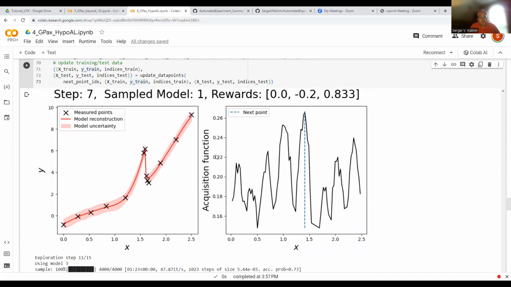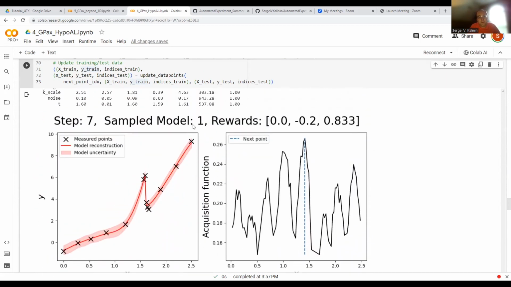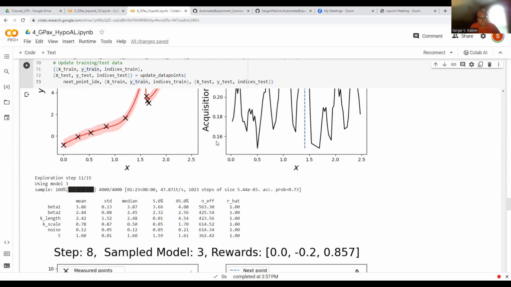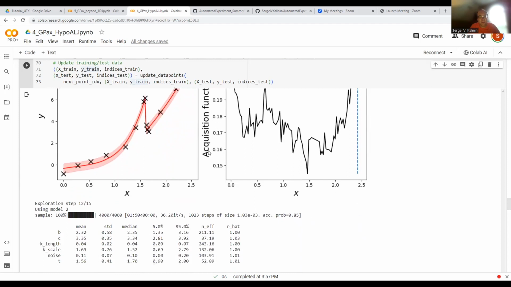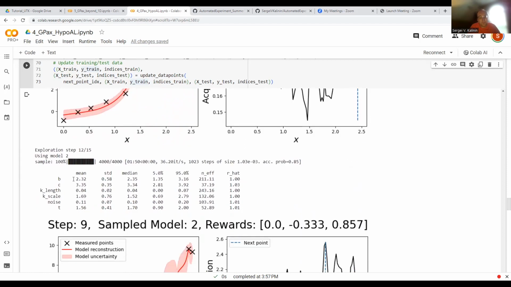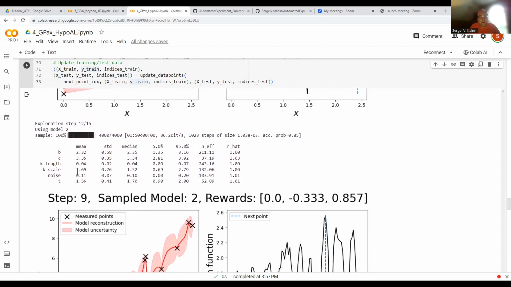And then if we continue the process, you can see that we went to the model number 1, we went to the model number 3 again, and now the algorithm decided to check what happens on this side of the measurement parameter space. And throughout all this process, we have the evolution of the model parameters. So we update the model that we chose to try.